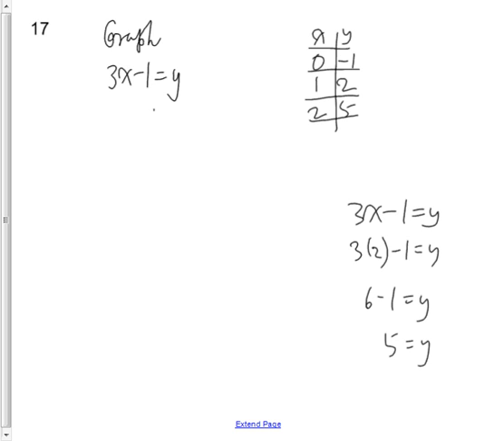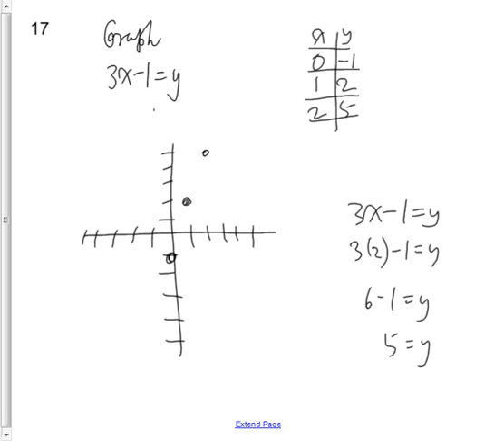Now that I have those ordered pairs, I can draw my Cartesian plane. The first ordered pair is 0, -1, which is right here. Second ordered pair is 1, 2, which is right there. The third ordered pair is 2, 5, which is right there. Connect your dots, or reasonably connect your dots, and you have the line that matches the equation.